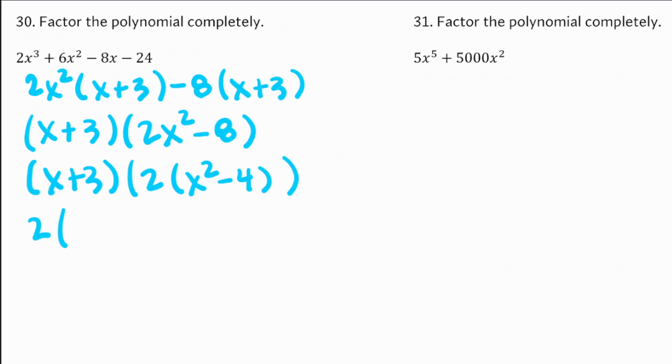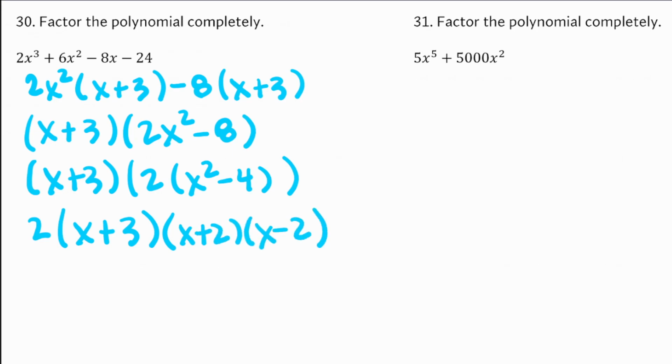So I might pull that 2 out to the side. I've got an x plus 3. And then x squared minus 4 can factor into x plus 2 multiplied by x minus 2.